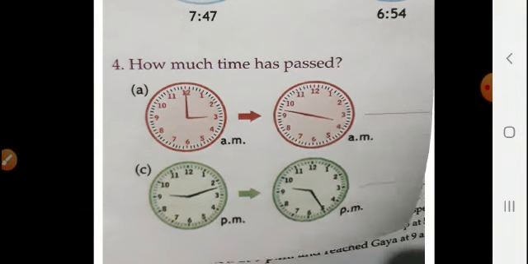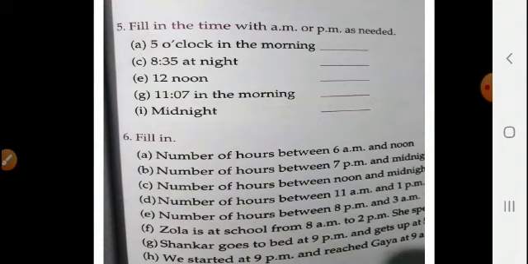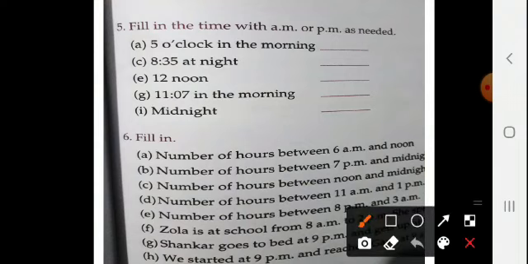Now our fifth part: fill in the time with AM or PM as needed. In the very beginning of the chapter, I told you about AM and PM. Again, I will tell you from midnight. From 12 onwards till midday 12, it is AM. And from midday 12 to midnight 12, it is PM. Understood? So 5 o'clock in the morning. Already it is told to us that in the morning it is AM. Understood? This is AM.